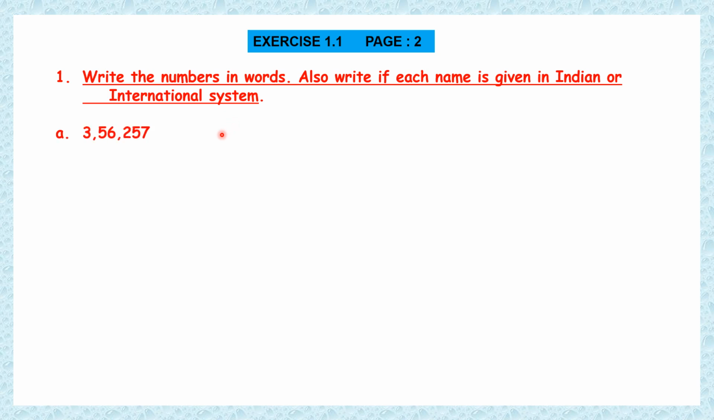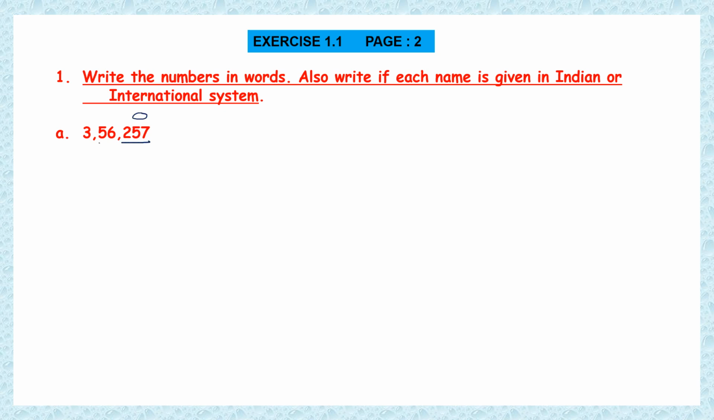So let's take the first question. So the numbers given to us here. First, we need to write which system this is in and write this number in words. Now, I hope all of you know what the Indian system and the international system is. In the Indian system, a 6-digit number is written in 3 periods. So here we have ones, tens, hundreds. So this will be the ones period.